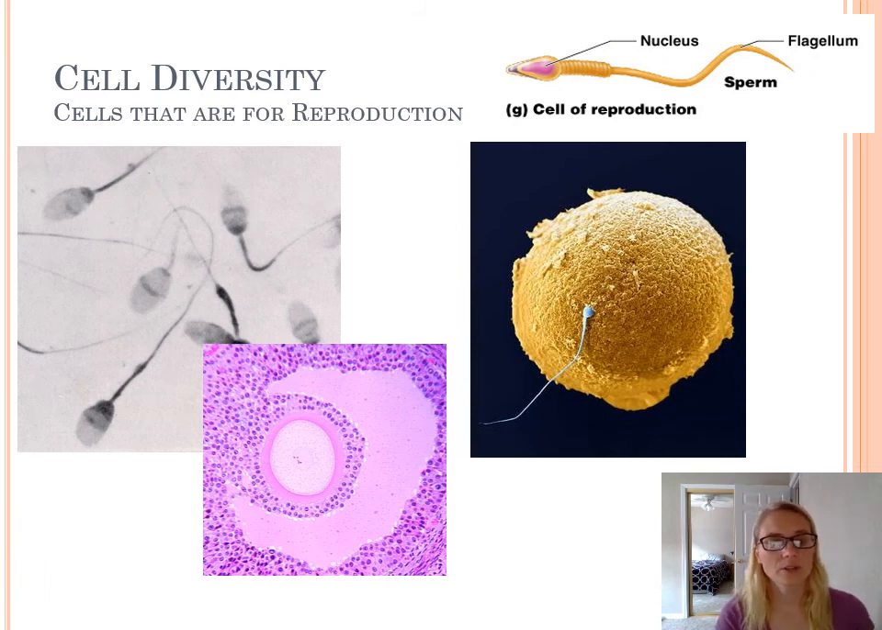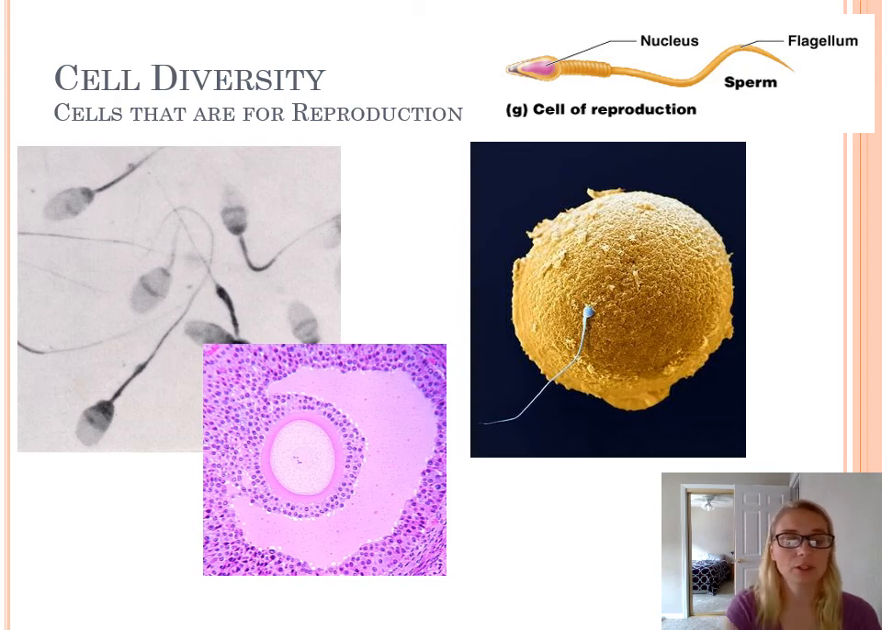All right, so here we are to the last group of cell diversity. These are cells that are for reproduction. So this is your egg and sperm cells. They don't really fit into those other categories. They're not epithelial or connective or nervous or muscle tissue. They just kind of are in their own classification.